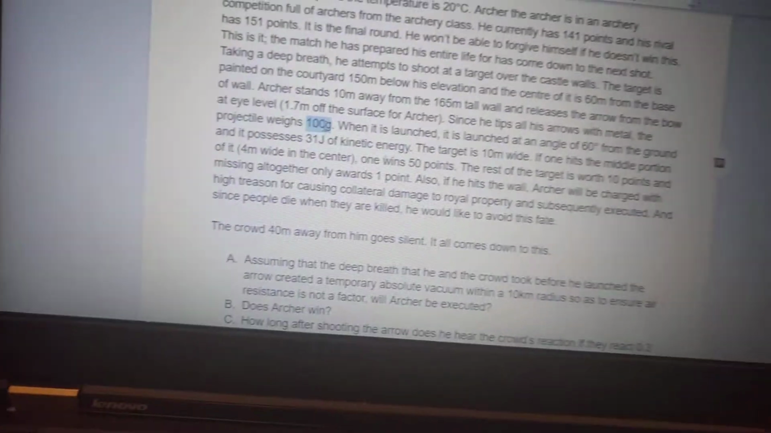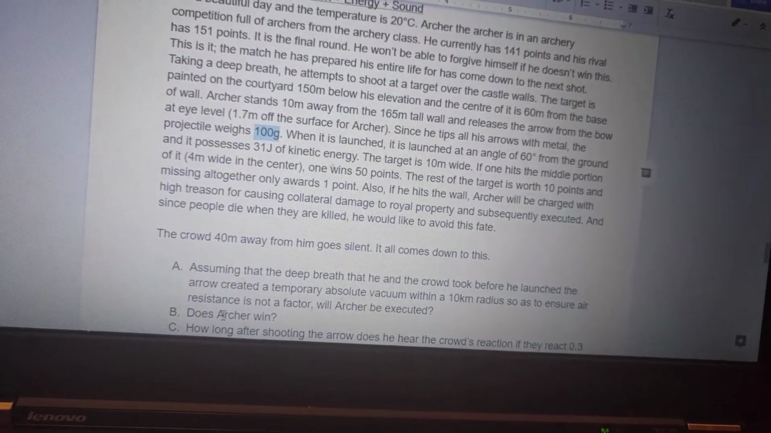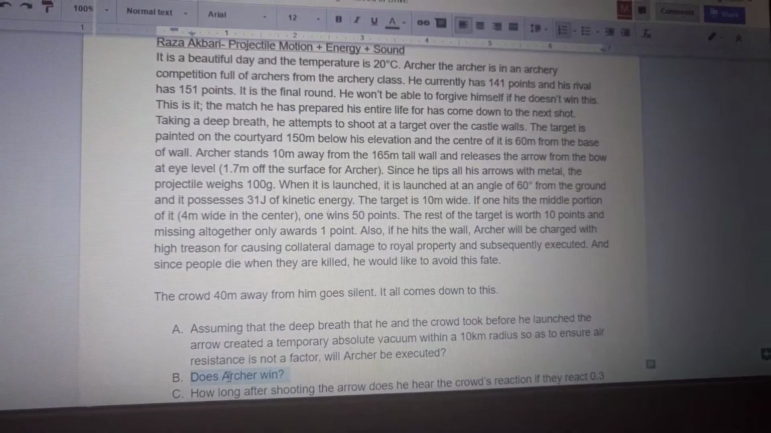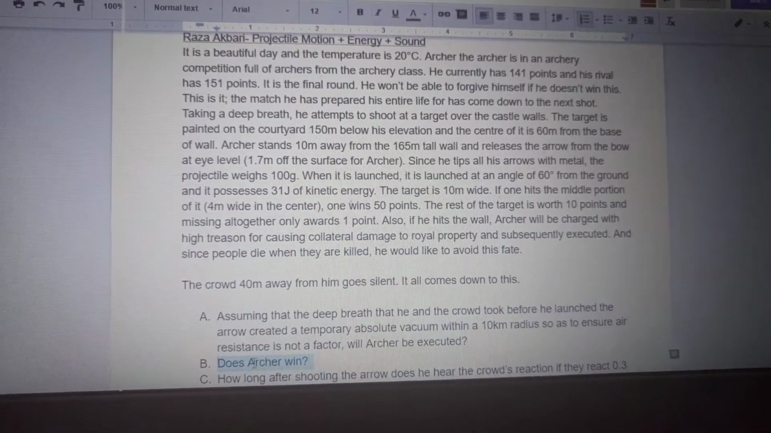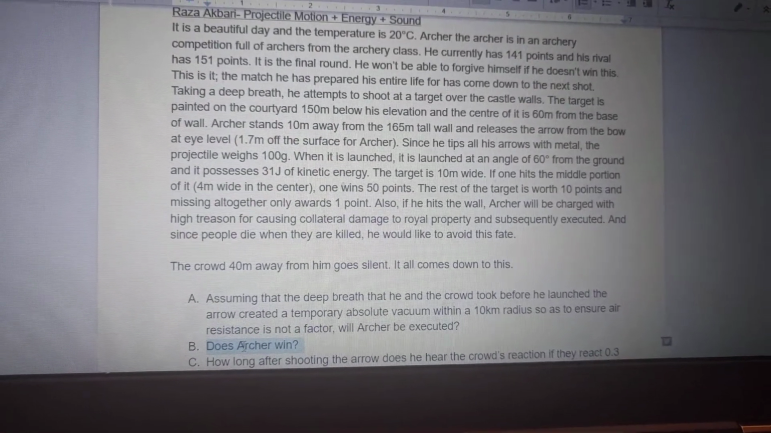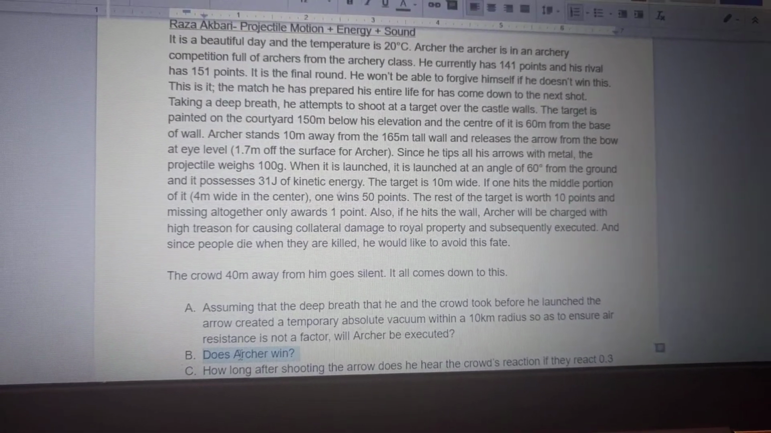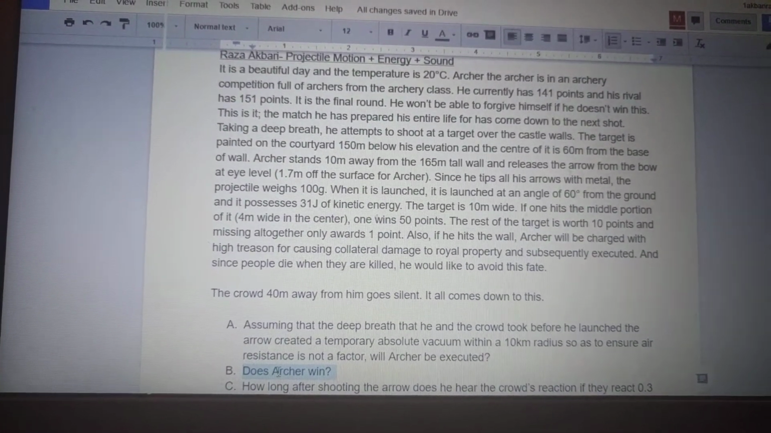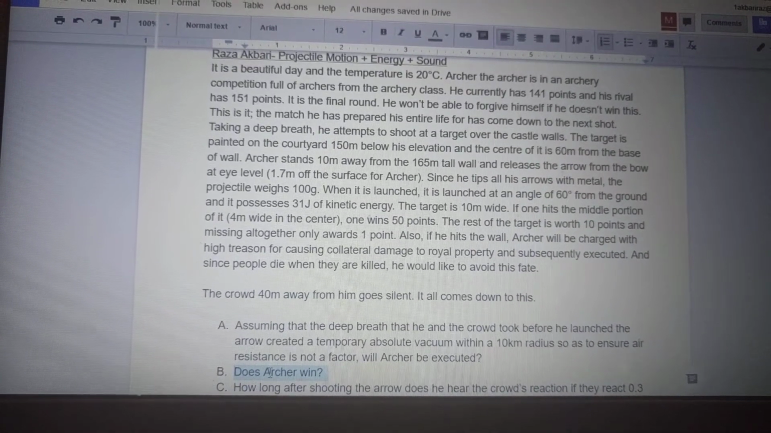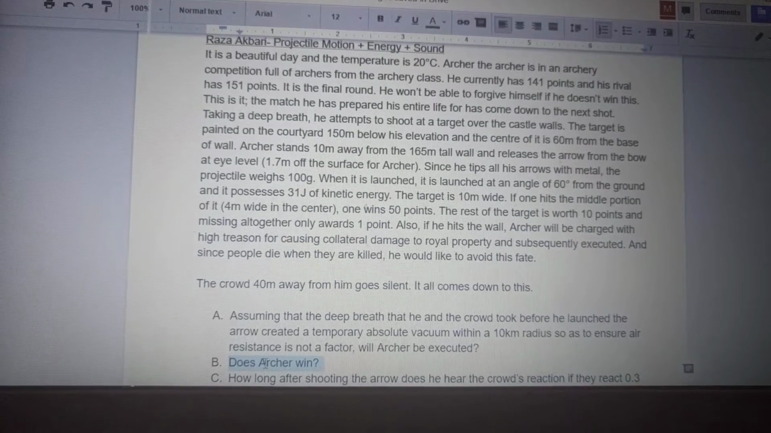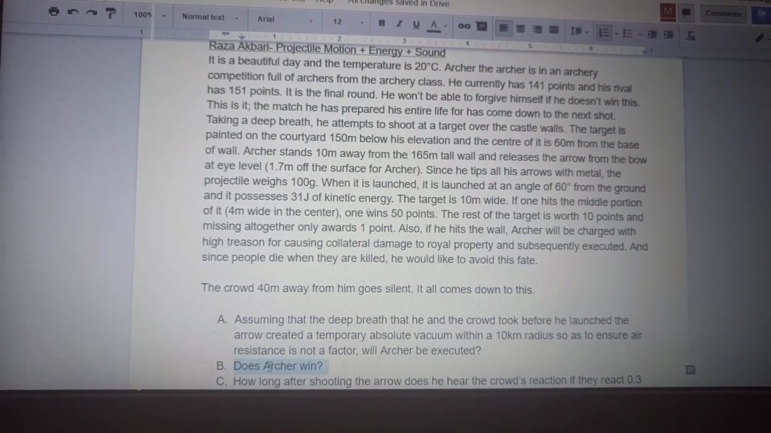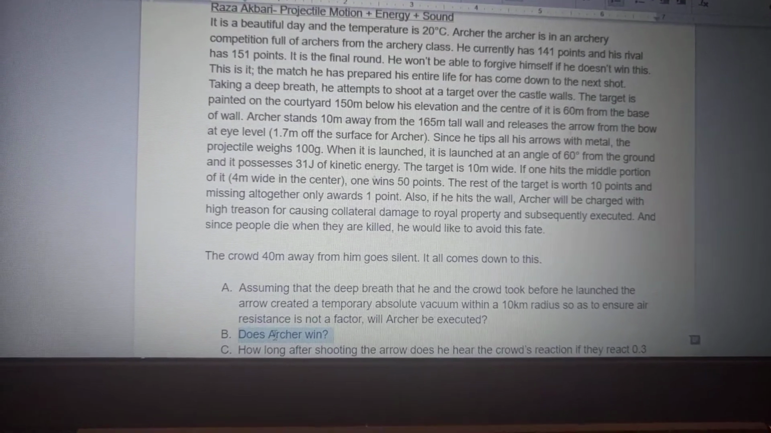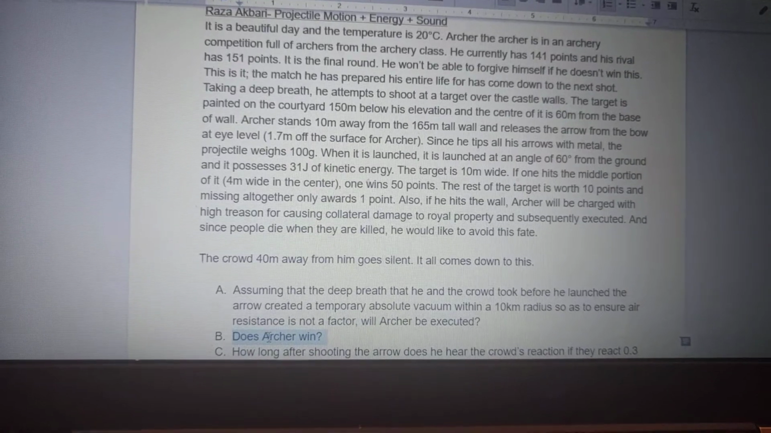So now the second question here is, does he actually win? At the beginning of the question, it says that he has 141 points in this tournament, and that his opponent has 151, and that if somebody hits the center of the target, the middle 4 meters of the target, they get 50 points. If they hit any other part of the target, they get 10 points, and if they don't hit the target, they only get 1 point. So basically, to win, he needs to hit the center part. If he hits any other part of the target, he'll draw, and if he doesn't hit the target, he will lose. That is what we are trying to find out now.